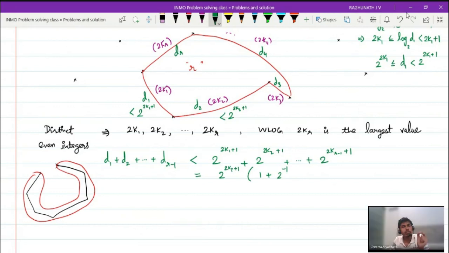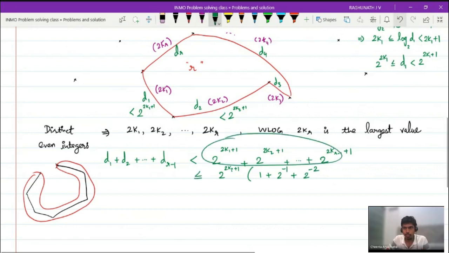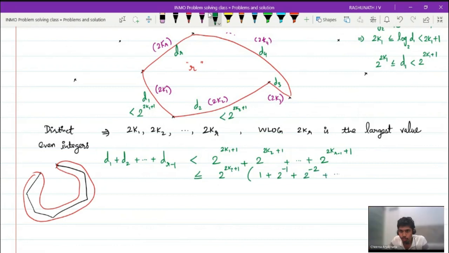Please remember, every length, k1, k2, up to kr minus 1, are distinct. So at least the next one should be at least 1 less than that. So I'm actually finding the upper bound of this value again. So minus how many terms? R minus 1 terms. So this is R minus 2. Because each of the distances is distinct.